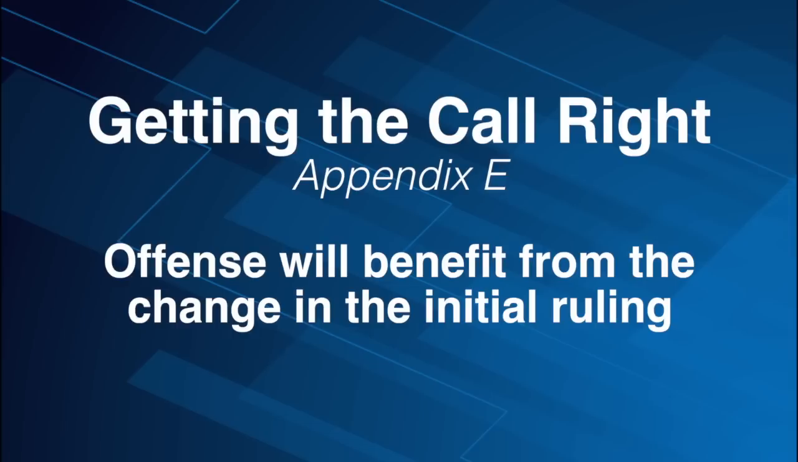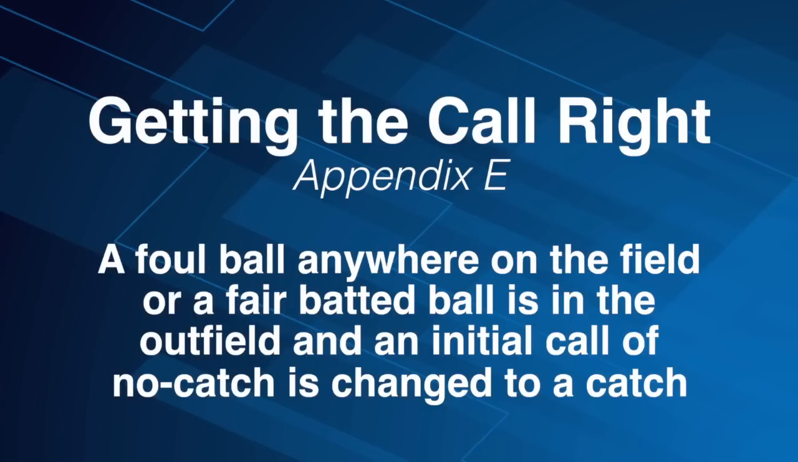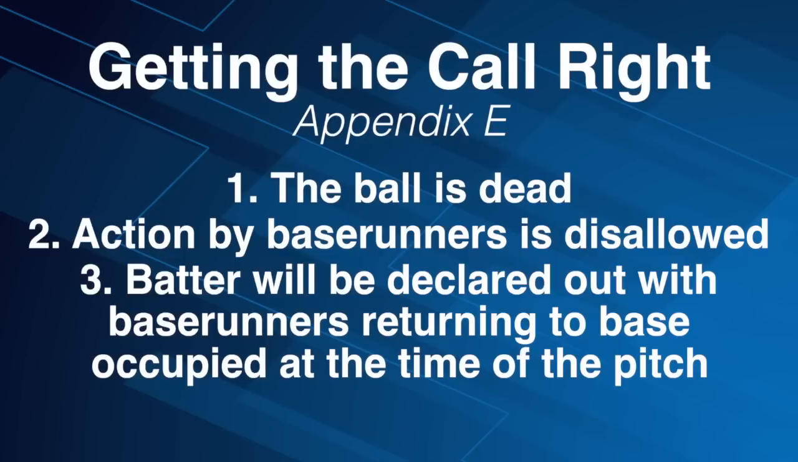If a foul ball anywhere on the field or a fair batted ball is in the outfield and an initial call of no catch is changed to a catch, the ball is dead. Any action by the base runners is disallowed and the batter will be declared out, with base runners returning to the base occupied at the time of the pitch.